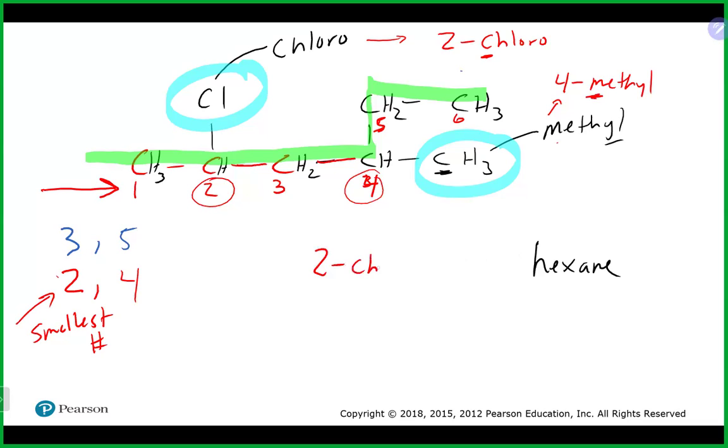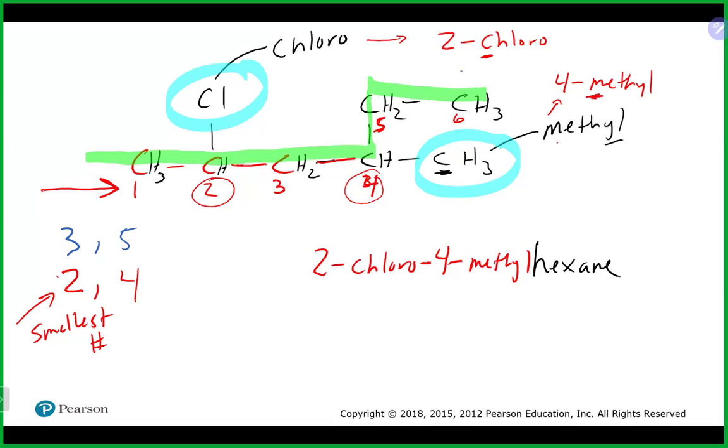2-chloro. Again, we need a dash between the letter and the next number, which is 4. One more dash between the number and the letter. Methyl, squeezed it in. Hexane here. So this would be 2-chloro-4-methylhexane. Questions on that there?